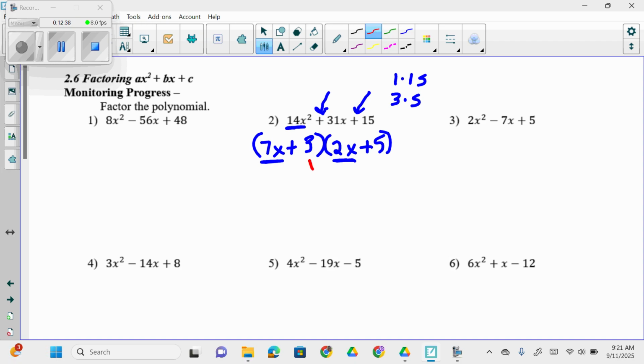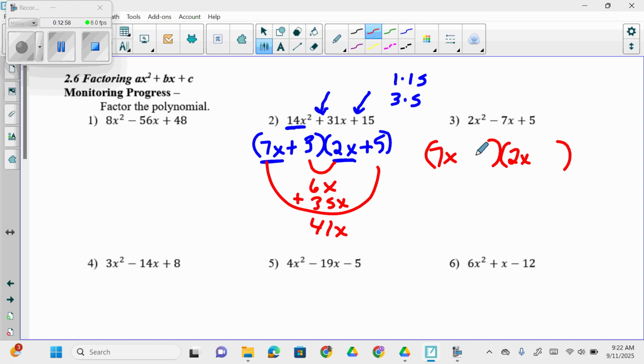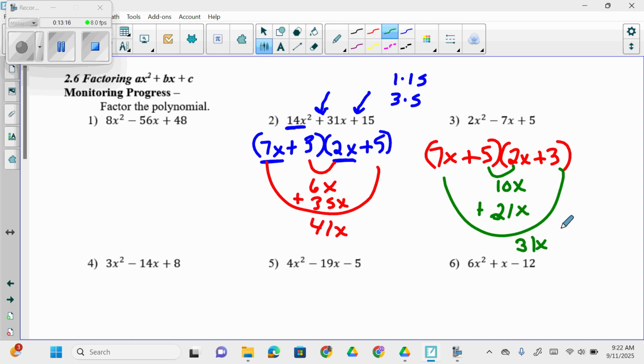I make my smiley face. 6x, 35x, add it together, 41x. That does not work. So I'm going to try one more time. 7x, 2x, I know plus plus. This time I'm going to switch the 5 and the 3. So I'm going to put the 5 here and the 3 here. Multiply the middle, multiply the outside, add it together. That's the middle term. There's my answer.